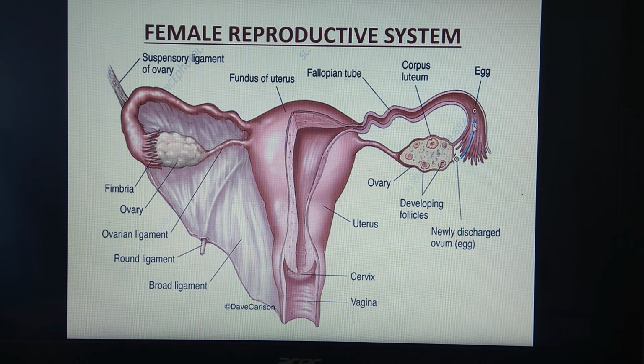So remember, this fallopian tube or oviduct consists of 3 parts. Which are the 3 parts? This is called as infundibulum. This middle part is called as ampulla, and this last part is called as isthmus. So these are 3 parts.